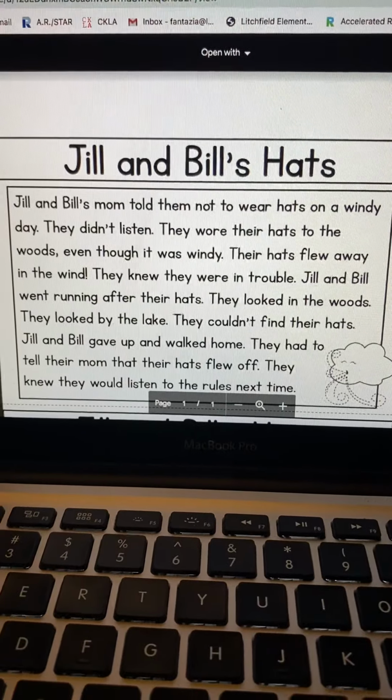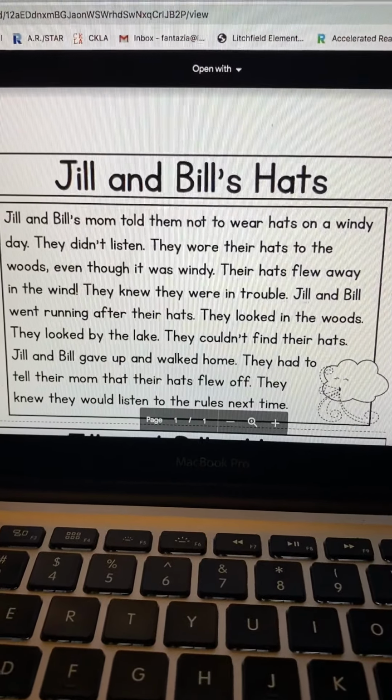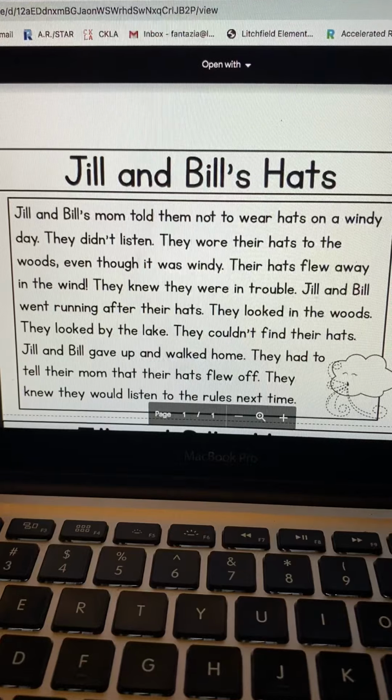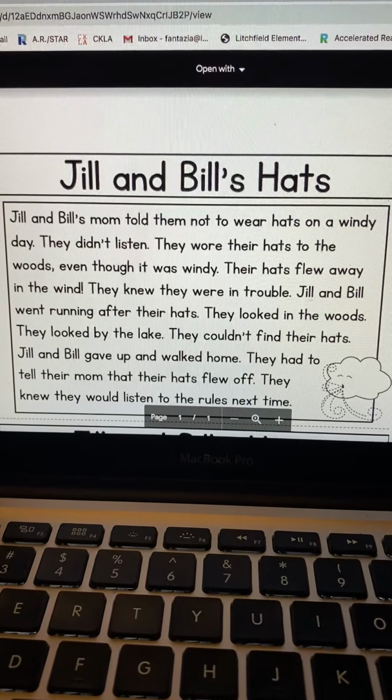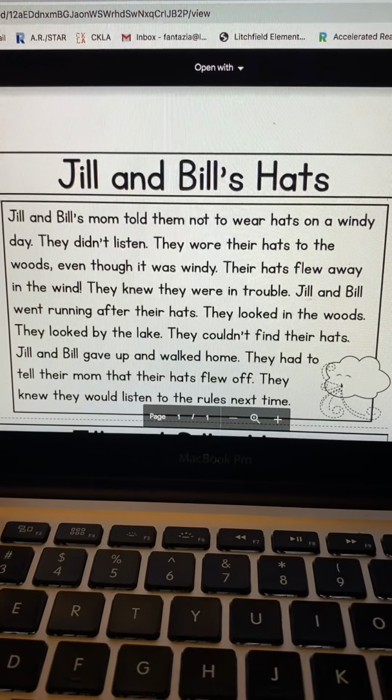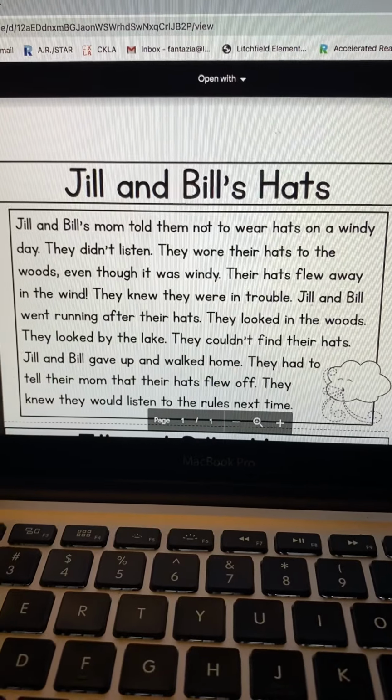Believe it or not, most stories have a lesson that you can learn from them. Think about like Sam I Am and the green eggs and ham. He learned that if he tried it, he might like it.